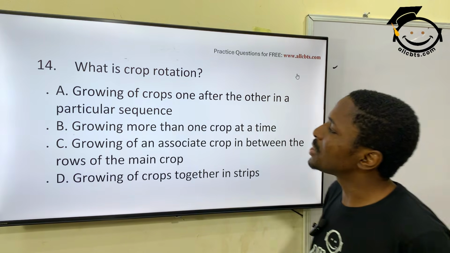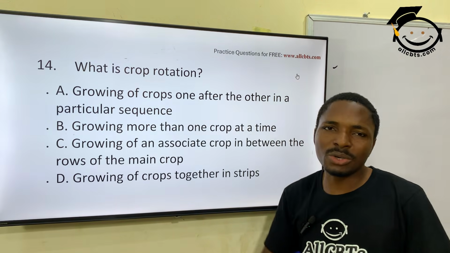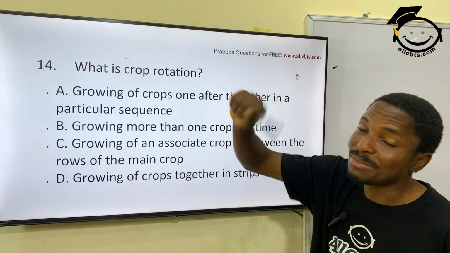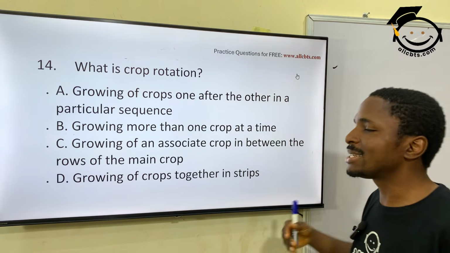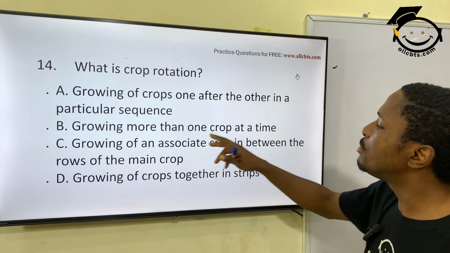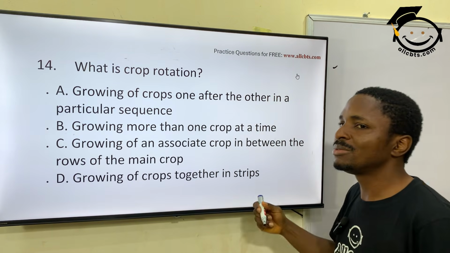Then question 14. What is crop rotation? It's a simple question that you have been taking since primary school. A. Growing of crops one after the other in a particular sequence. B. Growing more than one crop at a time. No.